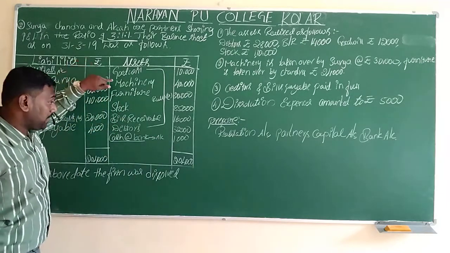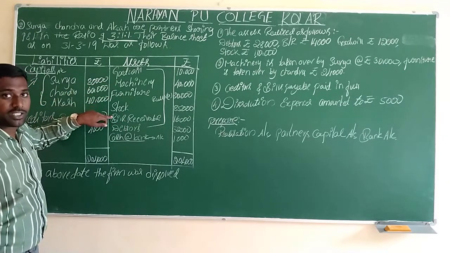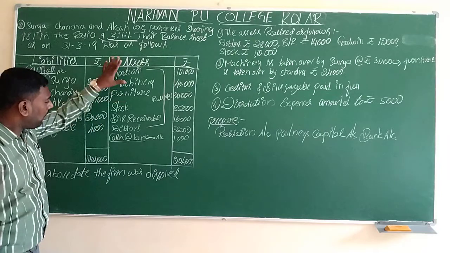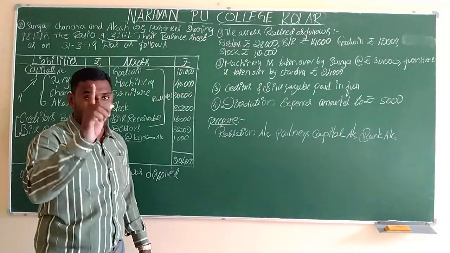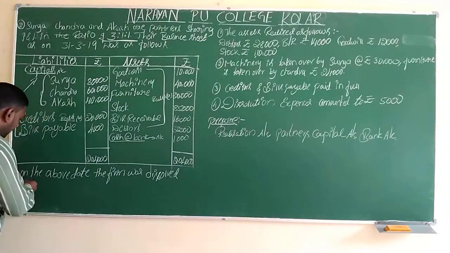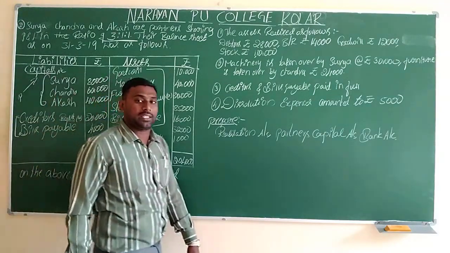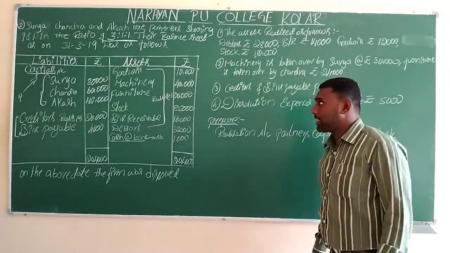All tangible assets and intangible assets: what we can see and touch is tangible. What we can't see, we just have to imagine, is intangible. All the assets will come to the realization account, step number 1. And further information is given. On the above date the firm was dissolved. They are saying that the firm is going to dissolve. So here the details are given.